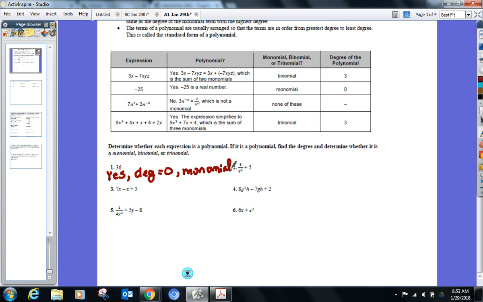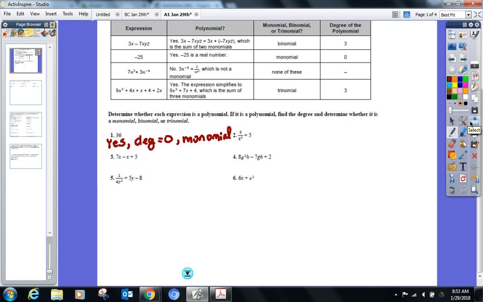I'm going to skip over 2, and I'll get back to it in a second. Go to number 3 now. Number 3. Got to be careful here. Is it a polynomial? Yes, it is. I'll show you what doesn't make a polynomial in a second. That's why I'm leaving number 2 to last.